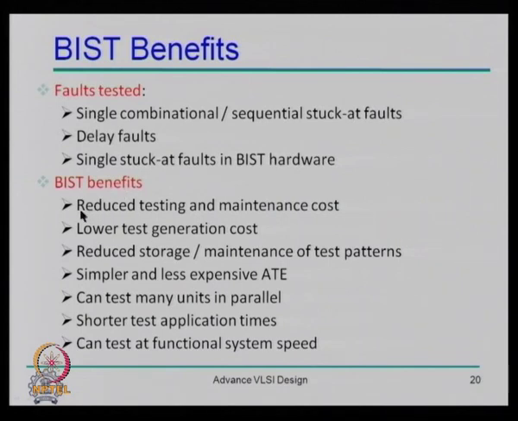What are the benefits of this? It reduces the maintenance cost, it generates the test at lower cost, it reduces the storage and maintenance of test vectors, and simpler and less expensive automatic test equipment is needed, because you need to say only that now you start the test and now you stop the test, that is it. It can test as many units as possible in parallel, because you need only a very small board that tells a chip to start testing itself, and these are very inexpensive boards, so you can test a large number of chips in parallel. And the test application time would be shorter, and you can apply the test at circuit speed. In that case, at-speed test is enabled.